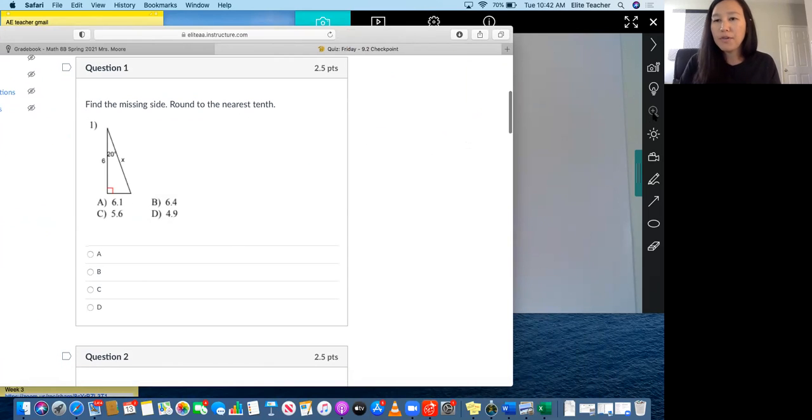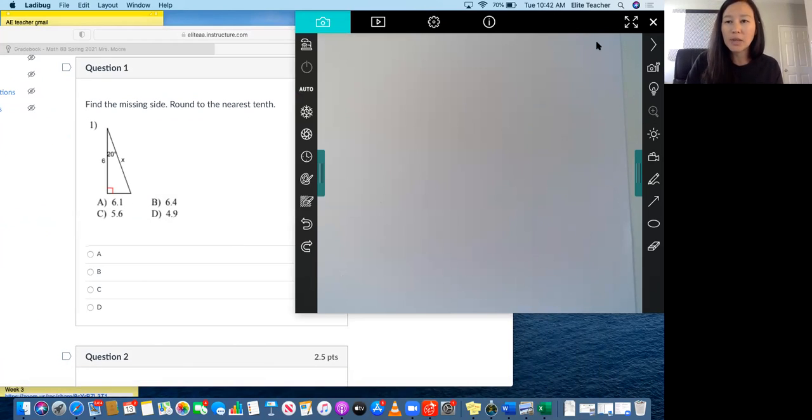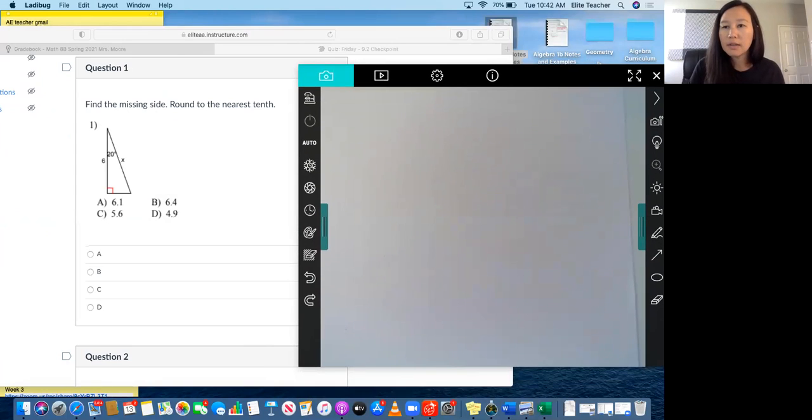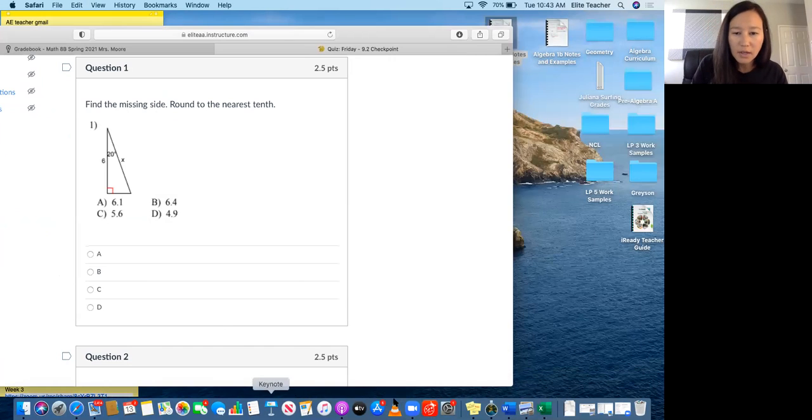Okay. So the first ones are starting off with what we did last week. So it's not the inverse because we're just trying to find the missing sides. So for number 1, we need to find the missing side. Darn it, my overhead froze. Anytime I click into something else, it won't let me. I have to close it and restart it.